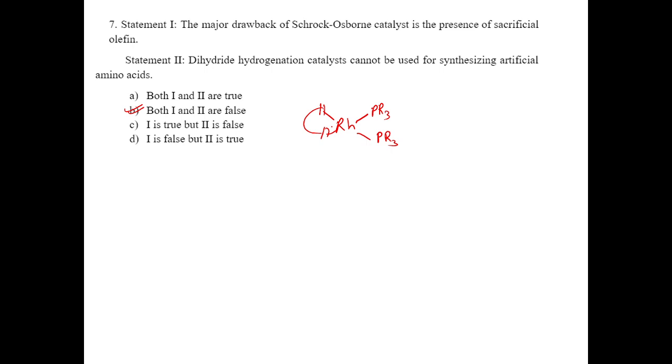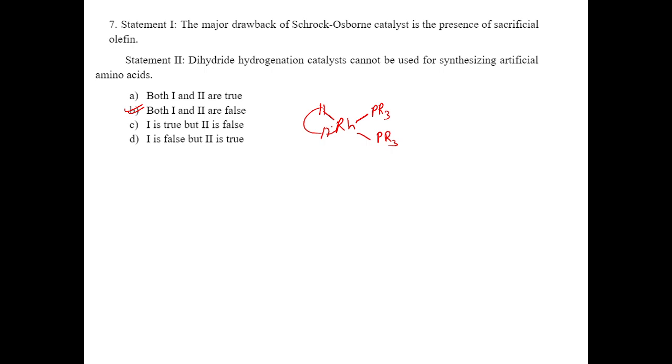Okay, and the second statement is that a hydrogenation catalyst cannot be used for synthesizing artificial amino acids. That is actually very wrong. I already told you in the first question, where I discussed which one is the Strock Osborne catalyst, which one is the Crabtree catalyst, and which one is the Wilkinson catalyst. All three are hydrogenation catalysts, but mostly the Osborne catalyst and the Strock Osborne catalyst, or the Crabtree catalyst, are used to synthesize artificial amino acids.